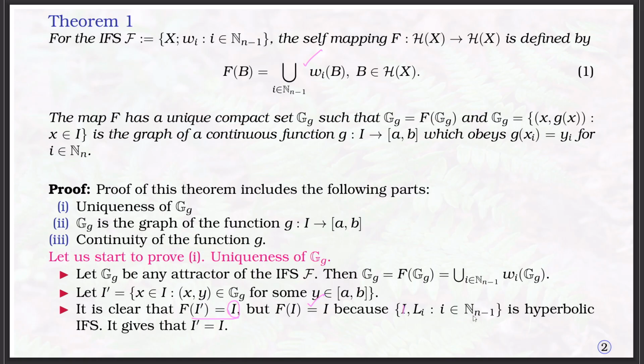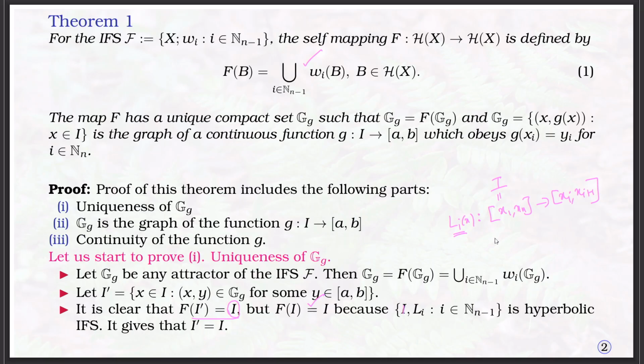L_i is the hyperbolic IFS. How do we define the L_i of x? L_i is a function from x1 to xn to all the subinterval x_{i+1}. This is a contractive homeomorphism for these iterated functions, acting on this I. This I is a compact as well as a complete metric space. This L_i is the contractive mapping on I.